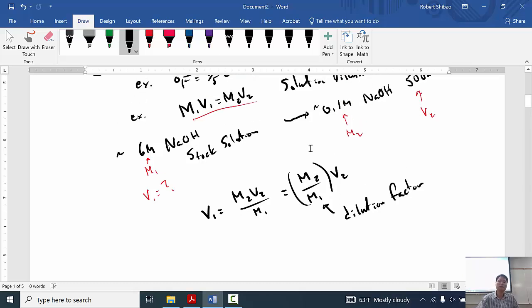But what is our dilution factor here? For us, the dilution factor is going to be, we want 0.1, and we're starting off with 6, and the volume we want is 500 milliliters. And so what this gives us is, can somebody calculate this?